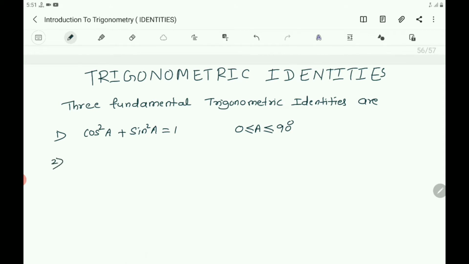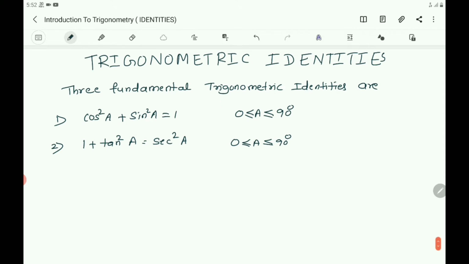Second, 1 plus tan square A equals secant square A. Here also that angle A is greater than or equal to 0 and less than or equal to 90 degree. Means the values of A are from 0 degree to 90 degree.